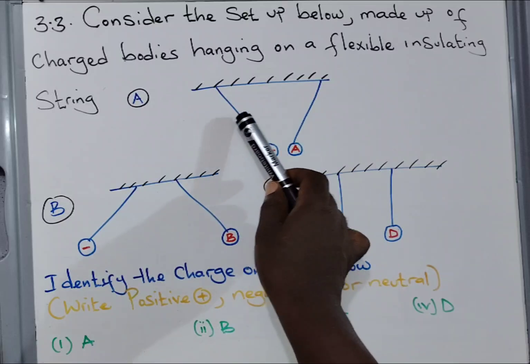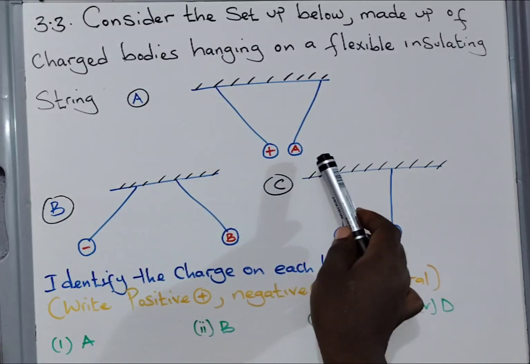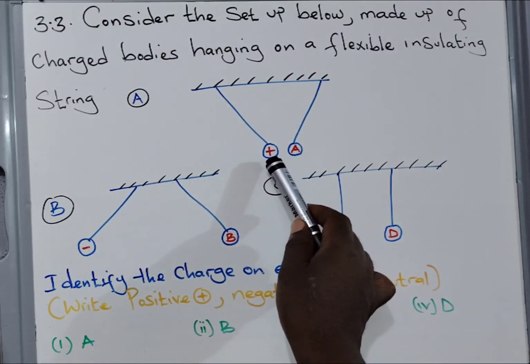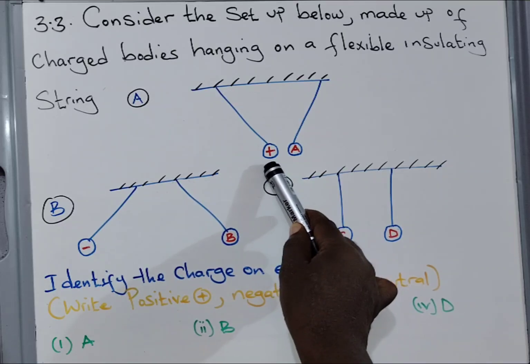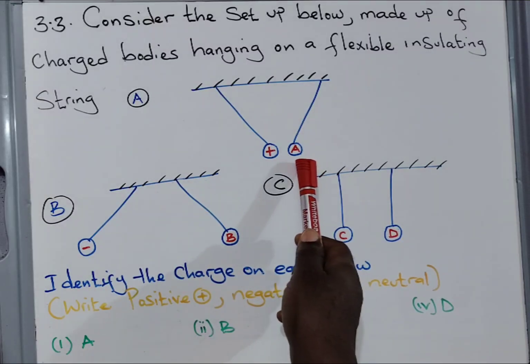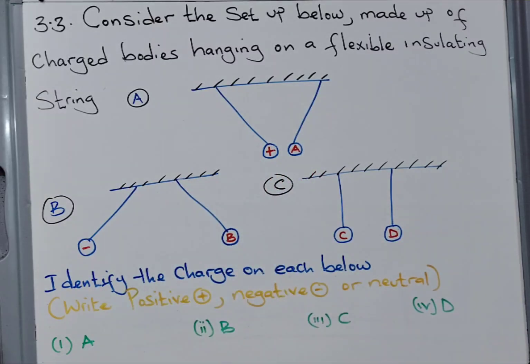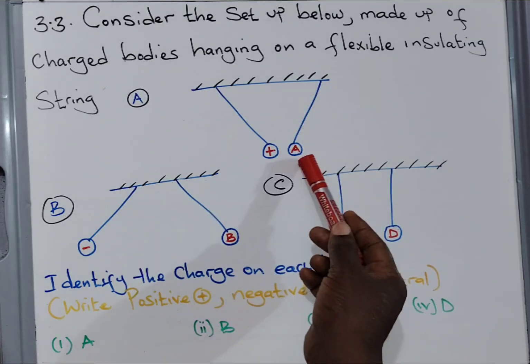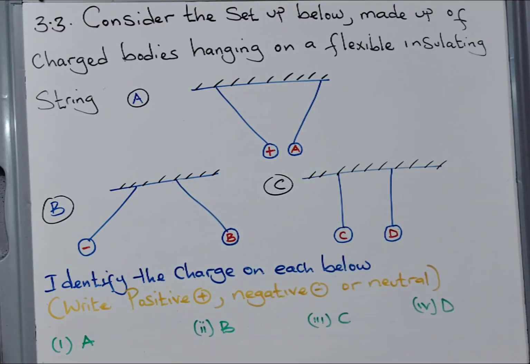Okay, when you witness this, what do you observe? We are observing A coming closer to positive. This is what we call attraction. Okay, so which charge attracts a positive? So it means that A must be negative. So A is negative, because of that attraction.